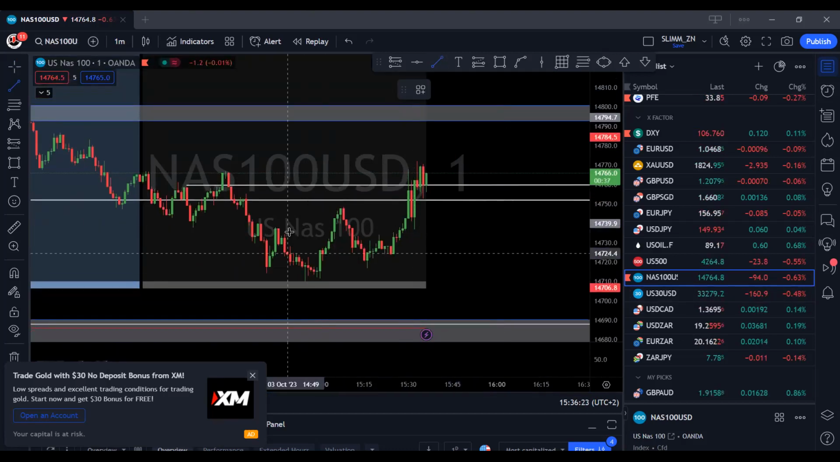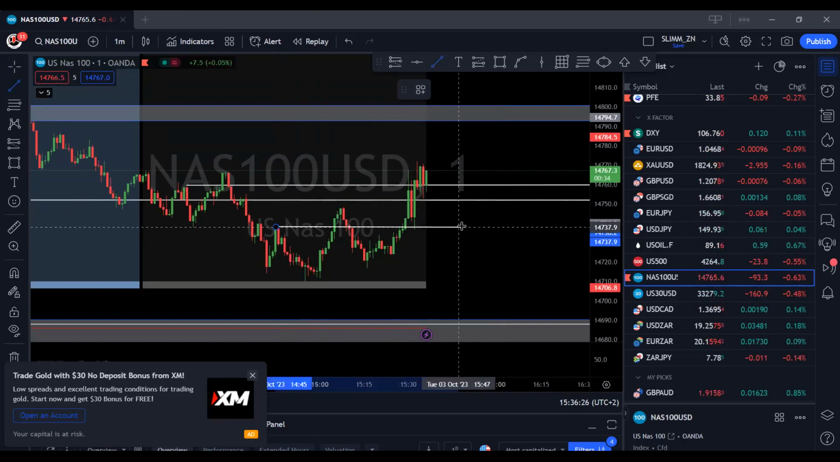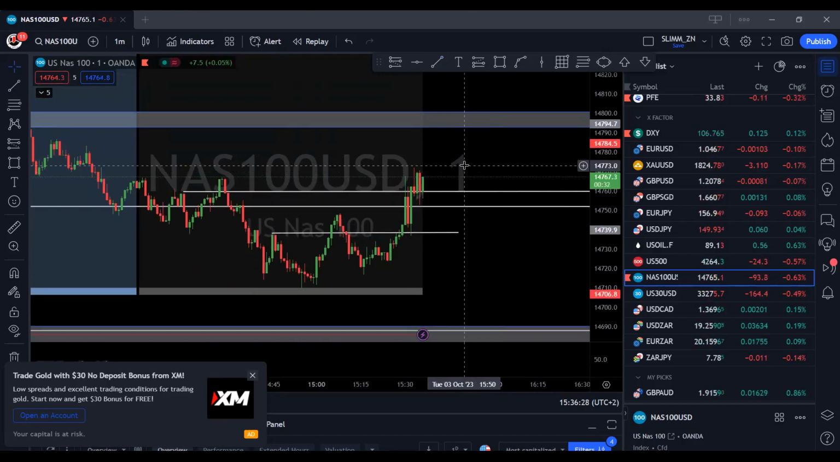Of course, the best entry was here. We're actually not very far from the best entry, so I'm actually going to execute a buy on Nasdaq right away. The price is actually moving. I'm executing a buy at current market price. Buy current market price.